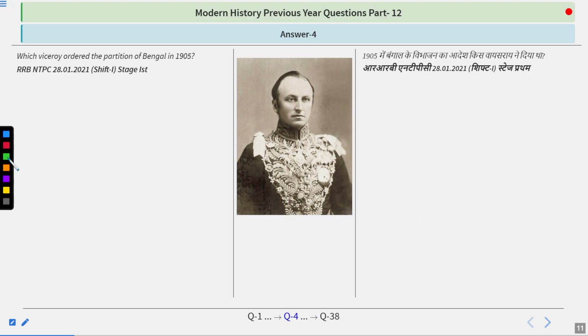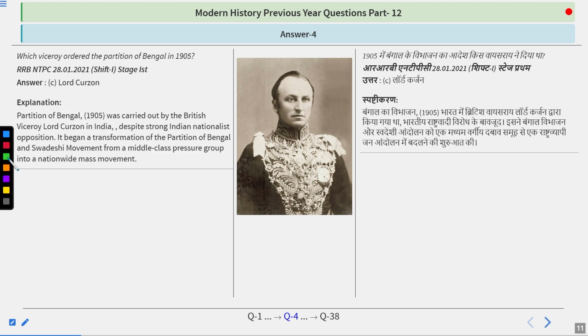And I guess the answer you are looking for is quite right, because the answer is Lord Curzon. So the partition of Bengal was carried out by the British Viceroy Lord Curzon in India. Despite strong Indian nationalist opposition, it began a transformation of the partition of Bengal and Swadeshi movement from a middle class pressure group into a nationwide mass movement.